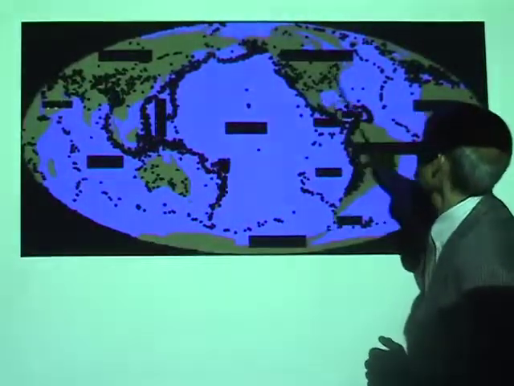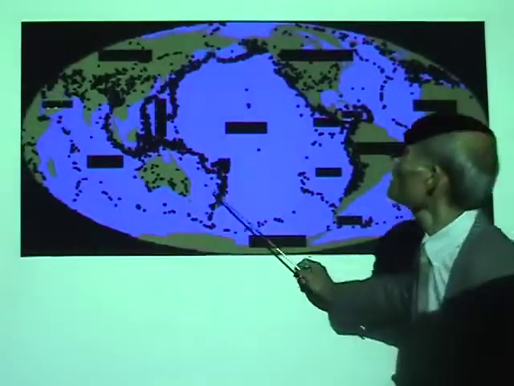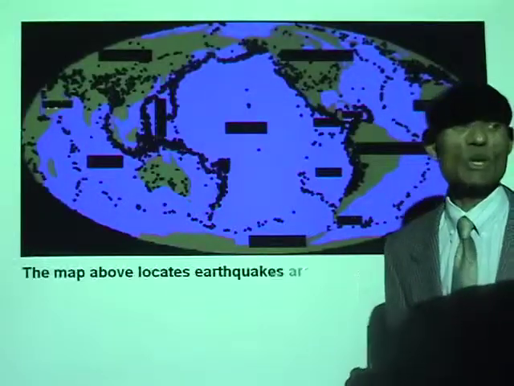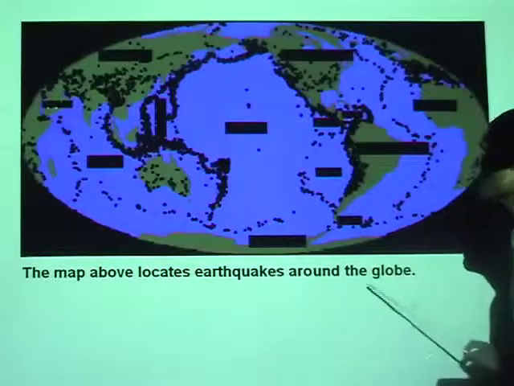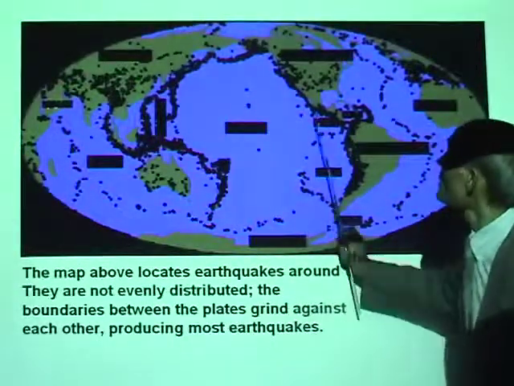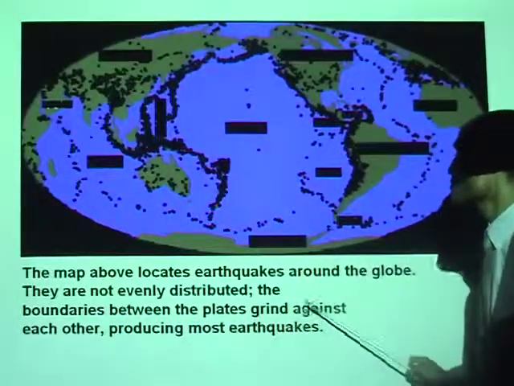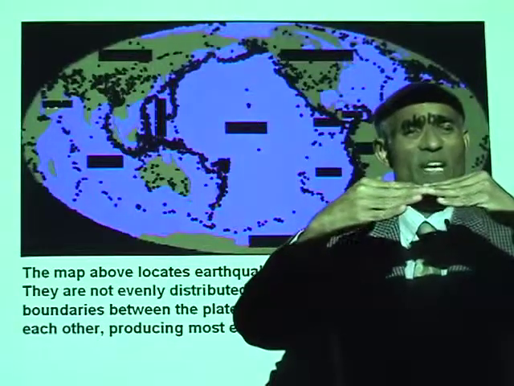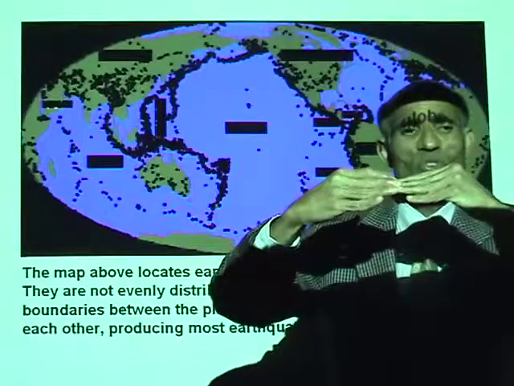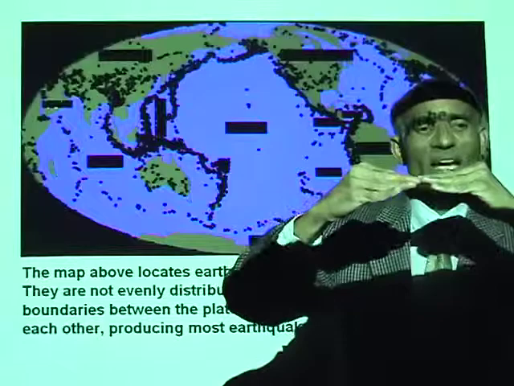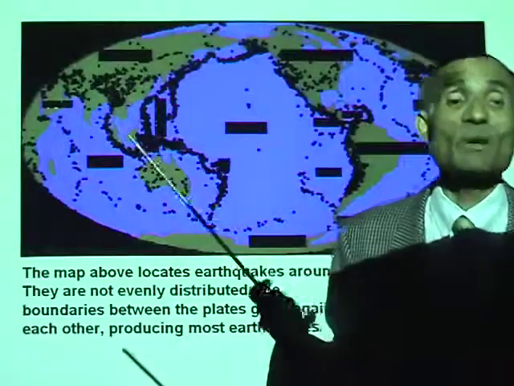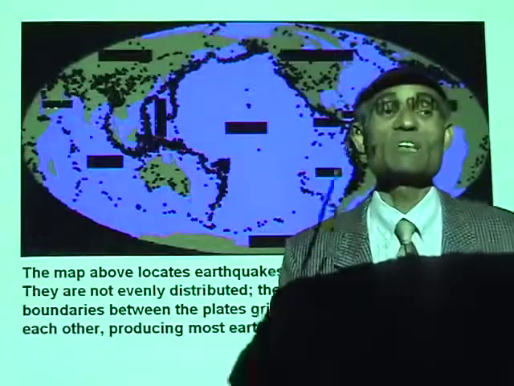Now, how many plates are there? You can see the plates, the lithosphere is broken into so many pieces, and they are all fitting together to form the crust. And this is quite a good indication of how the tectonic plates actually look like. So the map above locates earthquakes around the globe, and they are not evenly distributed; the boundaries between the plates grind against each other. You see, because of the motion of the mantle below, these plates grind against each other. Sometimes they hit against each other, wanting to push one away from the other, and some other times they grind sideways, like that, producing most earthquakes. In fact, the reason for most of the earthquakes is the relative motion between these plates.